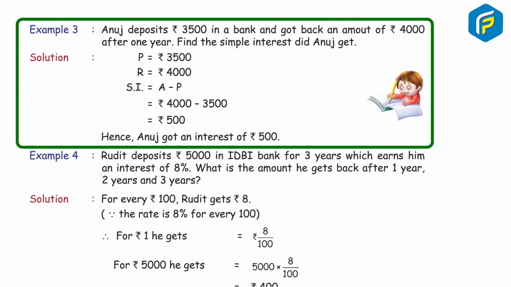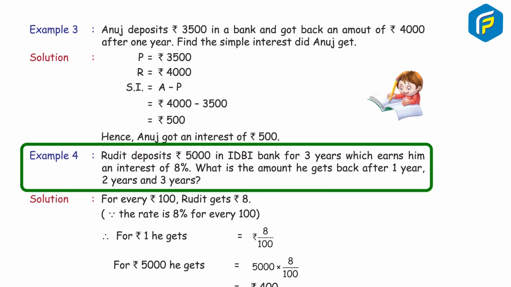Example 3. Anuj deposited rupees 3,500 in a bank and got back an amount of rupees 4,000 after 1 year. Find the simple interest that Anuj got. Solution: P equals rupees 3,500, A equals rupees 4,000, SI equals A minus P equals rupees 4,000 minus 3,500 equals rupees 500. Hence, Anuj got an interest of rupees 500.